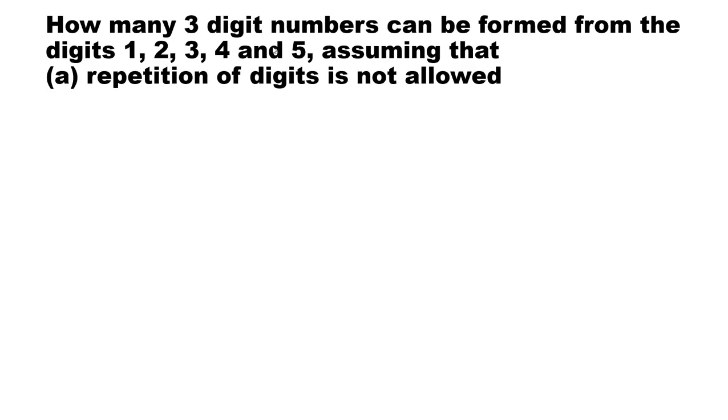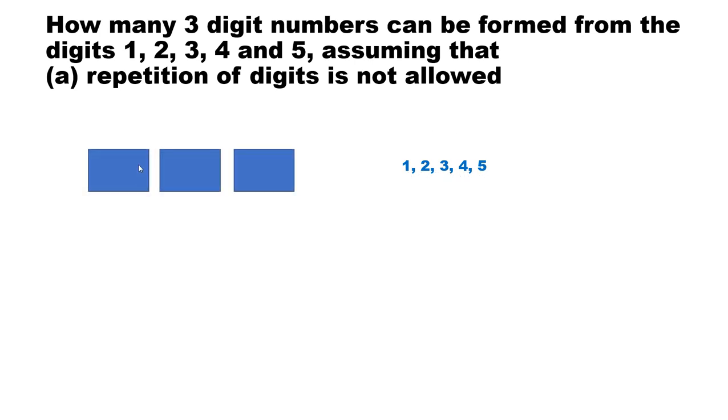How many 3-digit numbers can be formed from the digits 1, 2, 3, 4 and 5, assuming that repetition of digits is not allowed? So here again we need to form 3-digit numbers, and from where do we find these numbers? We have to take it from 1, 2, 3, 4 and 5. So the available digits are 1, 2, 3, 4 and 5. From these we are going to take 3 at a time. So we have 3 boxes here.